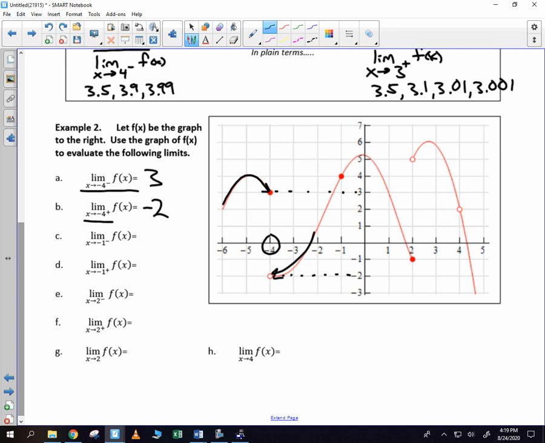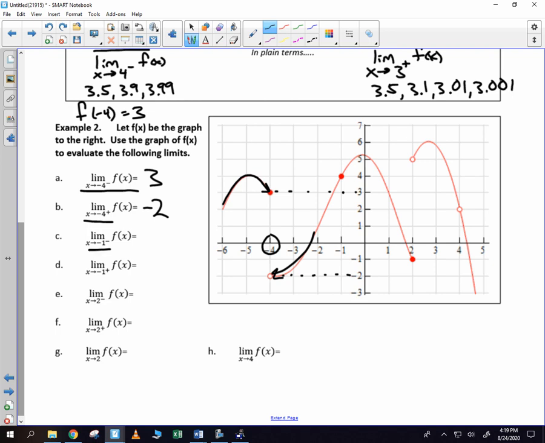Now, the truth is that there's no closed circle here. You don't have to have a closed circle in order for the limit to exist. Again, it's not what is f of negative 4. If it said what is f of negative 4, that would be, in fact, 3. But it's saying the limit, what are the values getting very close to?